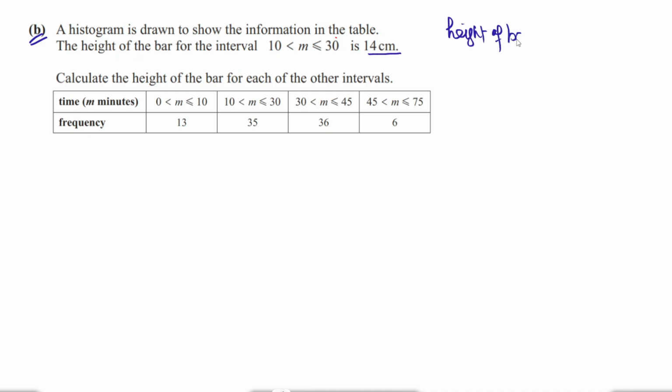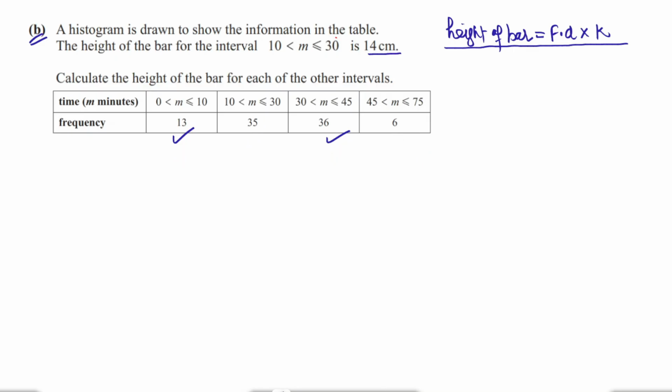The height of a bar is generally given by frequency density into some factor k. That is the thing you have to remember. The height of the bar on a histogram is given by frequency density into some constant factor k, and that k will help us find these three heights. We'll find the frequency density of each of these, then multiply by the k which we obtain from here. So in that sense, we'll solve the problem.